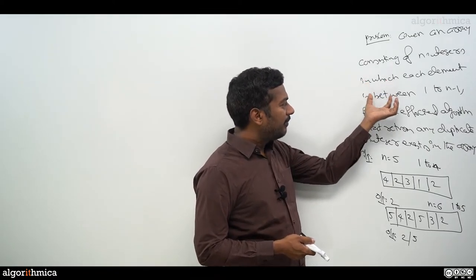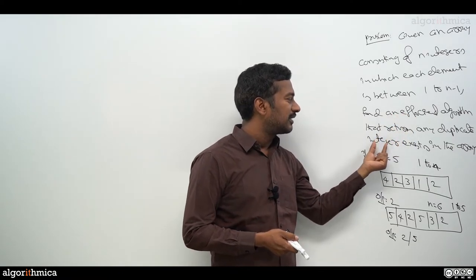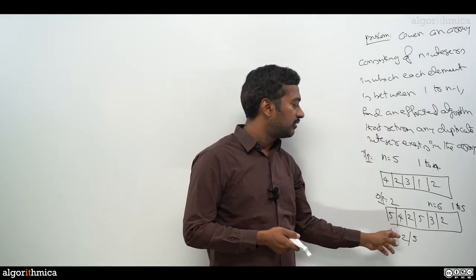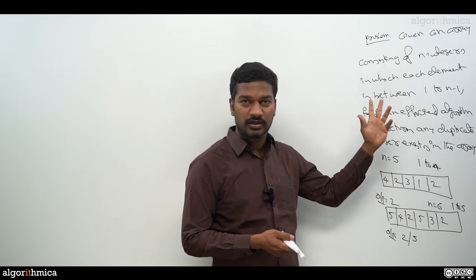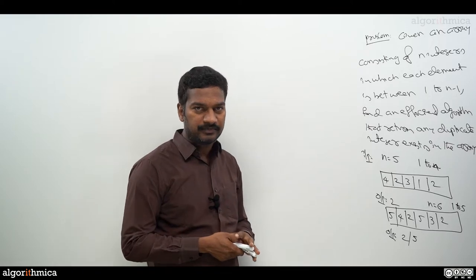So that's what the problem is asking us to solve. Here, the element range is 1 to n minus 1, and you have to find an efficient algorithm that returns any duplicate integer. If you have multiple duplicates, more than 2, any one of them is fine. So how do we really attack this problem?